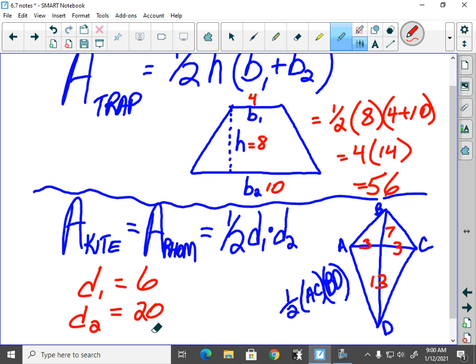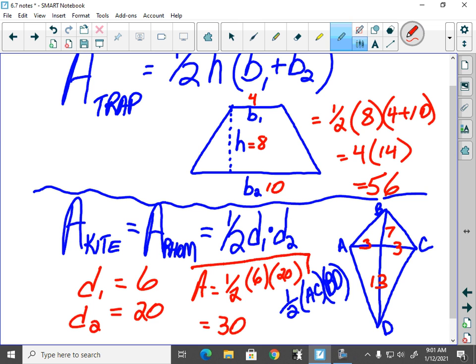Oh, then the area would just be half of 6 times 20, which is going to be 30. How'd you like that? Not too bad. Okay, so here, let me put a polygon around it. Okay, 1/2 D1, D2. It doesn't matter if it's a kite or a rhombus.